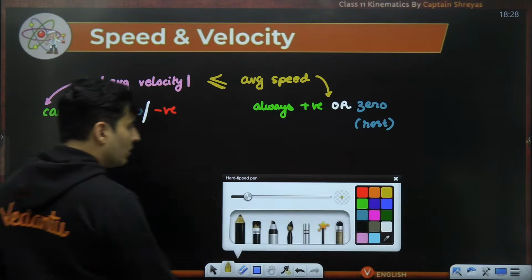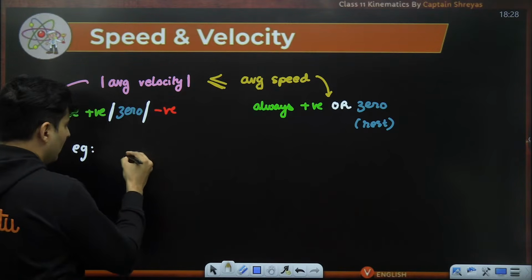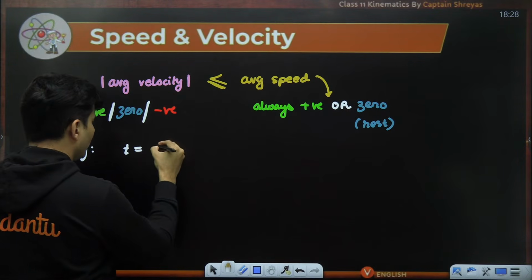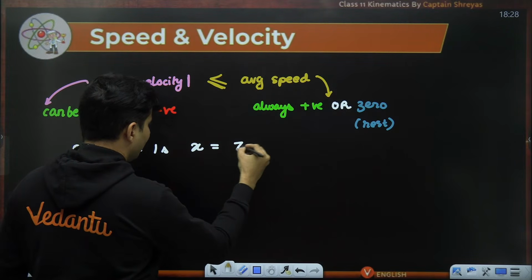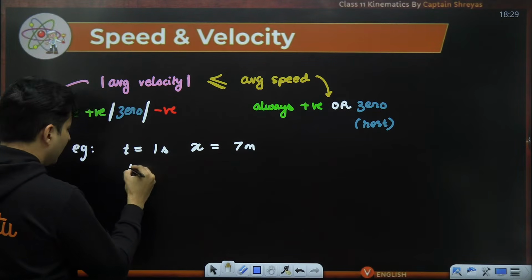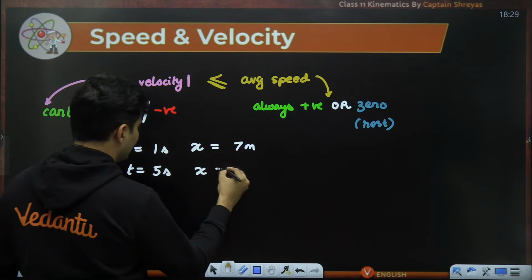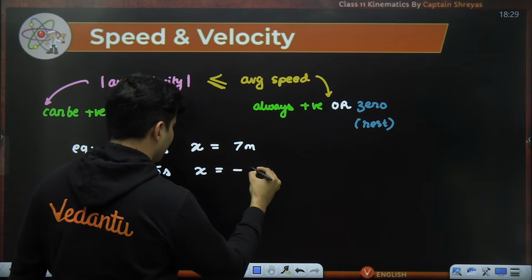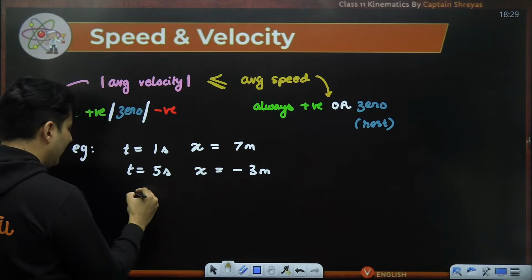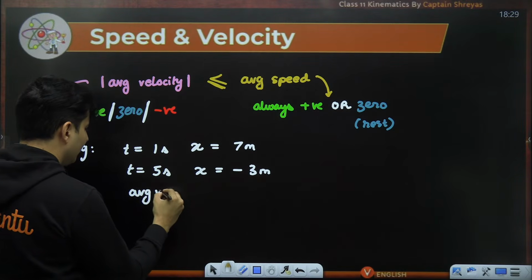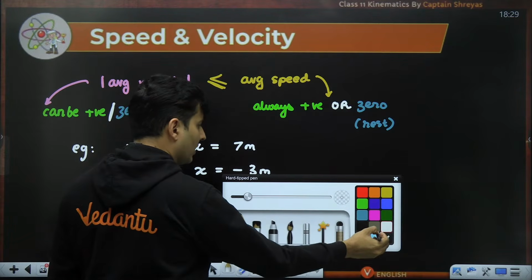Just to give you a certain example over here, imagine I tell you at t is equal to 1 seconds, x is equal to 7 meters. At t is equal to 5 seconds, x is equal to maybe minus 3 meters. Can you find the average velocity? Well, if I want to find the average velocity, here is what I'm going to do.